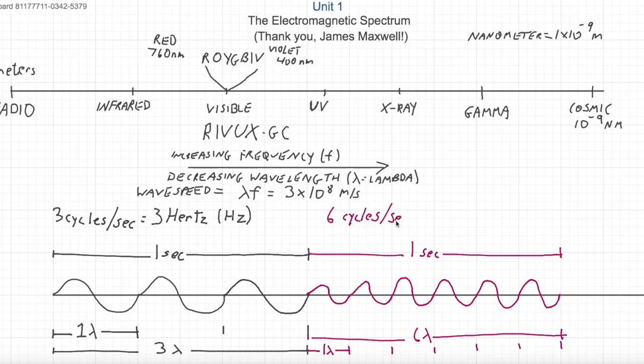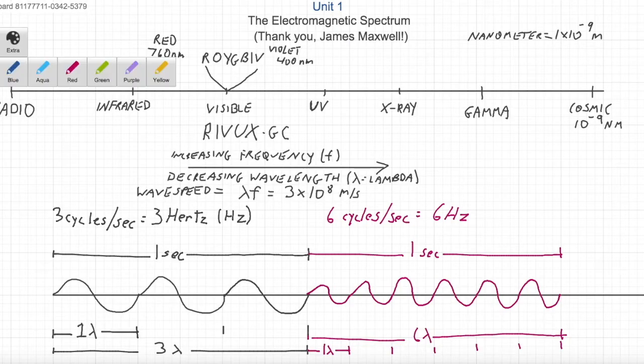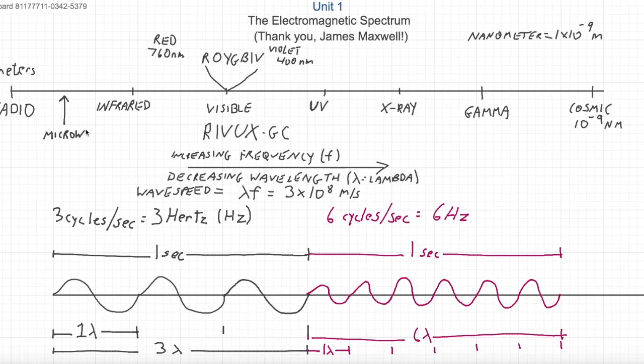So when you double the wavelength, you halve the frequency, and vice versa. If you double the frequency, you halve the wavelength. If you're wondering where microwaves are, they're right here between radio and infrared. So while you're eating your microwave popcorn while watching this video, please thank James Maxwell.